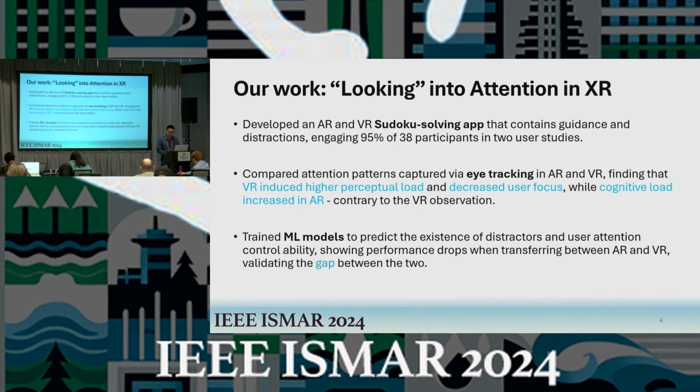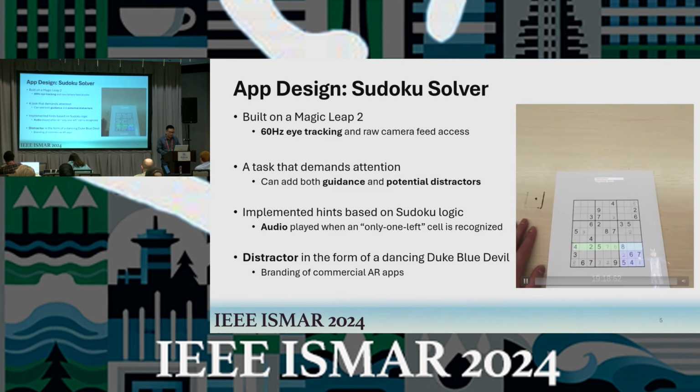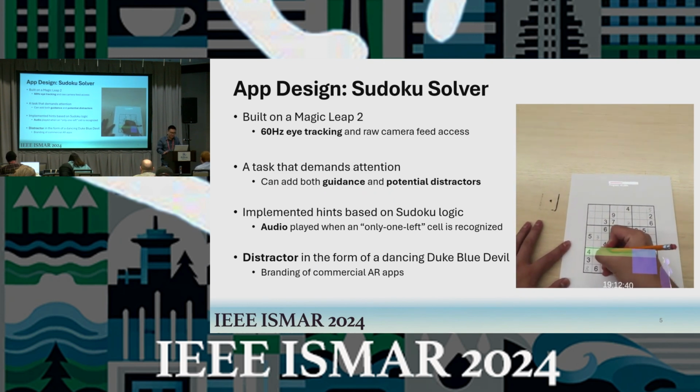We also trained machine learning models to predict the existence of distractors and the user's attention control ability, and found that model performance dropped significantly when being transferred between AR and VR, which further validates the gap between the two media. I'll start by introducing the Sudoku solver app that we built as the task to investigate user attention.